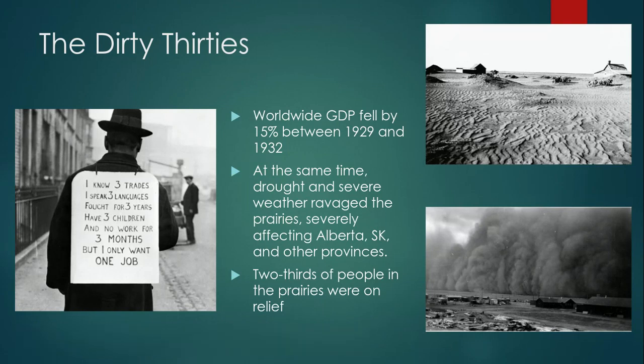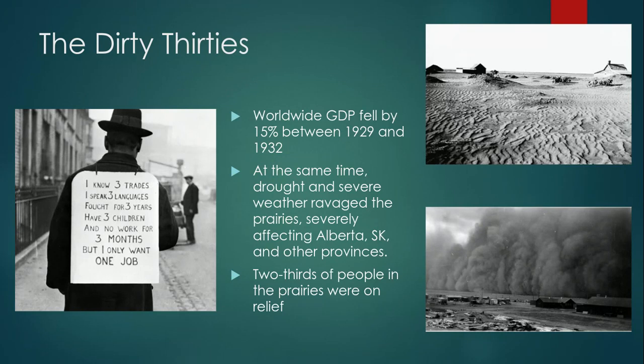Now, we see unemployment across North America skyrocketing. We see the worldwide gross domestic product falling by 15% between 1929 and 1932. What that means is that in 1932, instead of people's wealth increasing, it was actually 15% less. So not only are you not increasing your standard of living, you're actually decreasing it. This takes time then to recuperate from it.